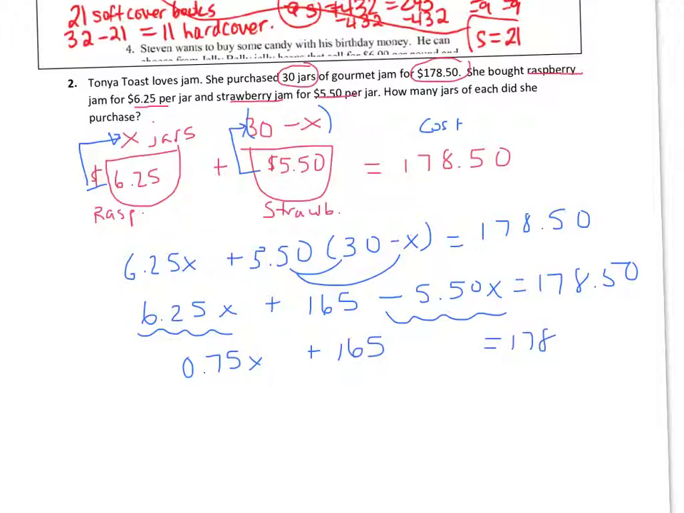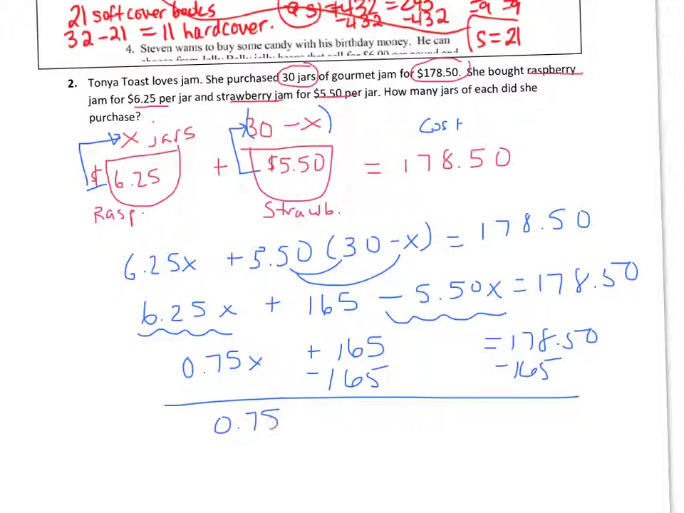And now we can isolate that by subtracting the 165 away. So I get 0.75X is equal to 13.50. Then my last step would be to divide by the coefficient of 0.75. So X is equal to 18.